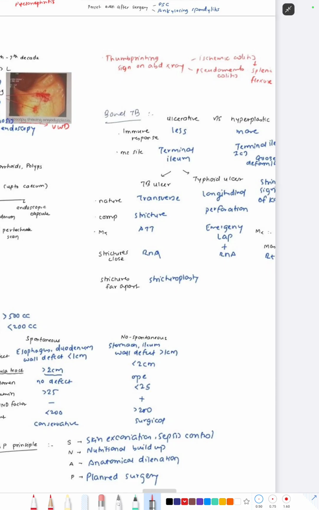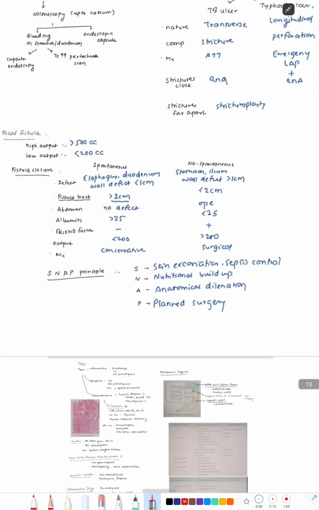Typhoid ulcer is longitudinal, TB ulcer is transverse. The complication for TB ulcer is stricture, for typhoid ulcer it is perforation. Then management is anti-tubercular therapy. The strictures are close together for the stricturoplasty, and far apart for resection and anastomosis. For typhoid ulcers, it is emergency laparotomy along with resection and anastomosis.